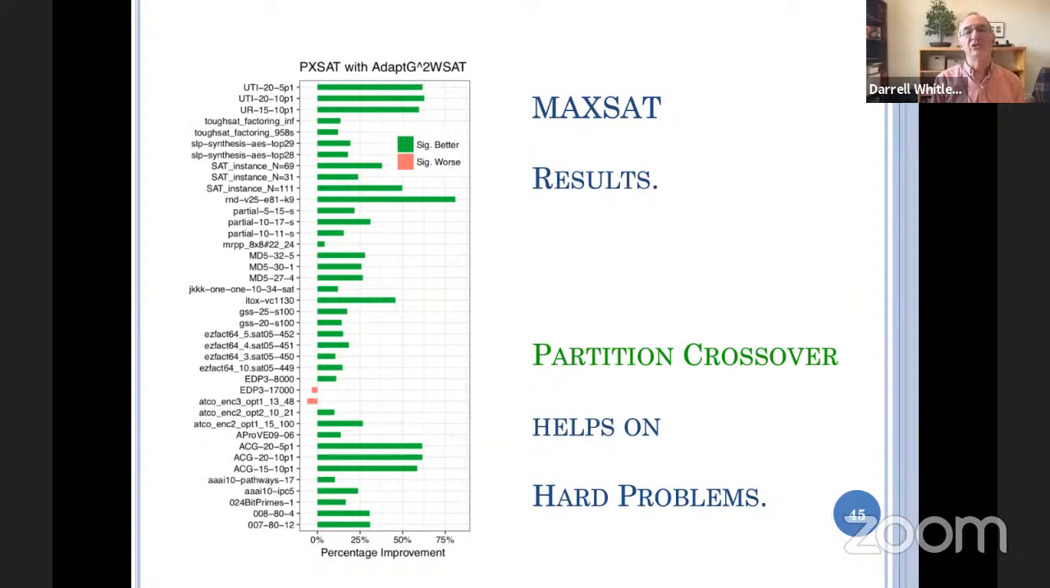And so these are improvements within the time window that's allowed in the SAT competition. And you can see we did extremely well improving on these very difficult problems.